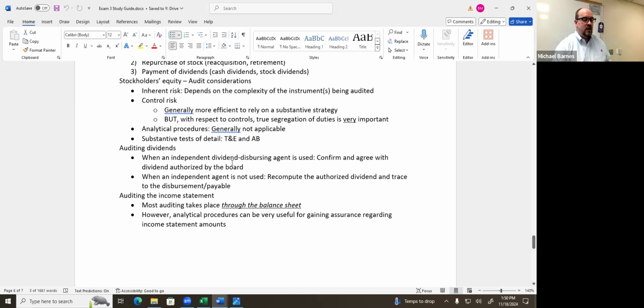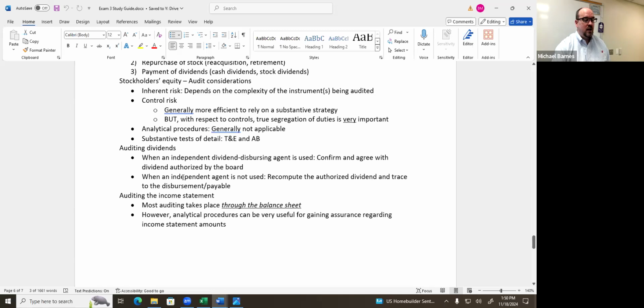So if I'm using an independent dividend dispersing agent, that's really hard to say. Wow, okay. That's a third party. And if I want to get information from a third party, I'm going to send third party requests, which is a confirmation. All right. What is the primary assertion I'm testing with a confirmation over dividends? Well, it's one of the assertions, but what is the primary assertion? It's completeness. Okay. Completeness would be the assertion we're testing here. And then agreement would be our primary test of VAA. That being said, we would test VAA, but it wouldn't be our primary assertion in that area. All right. So we're performing tests to test completeness and VAA.